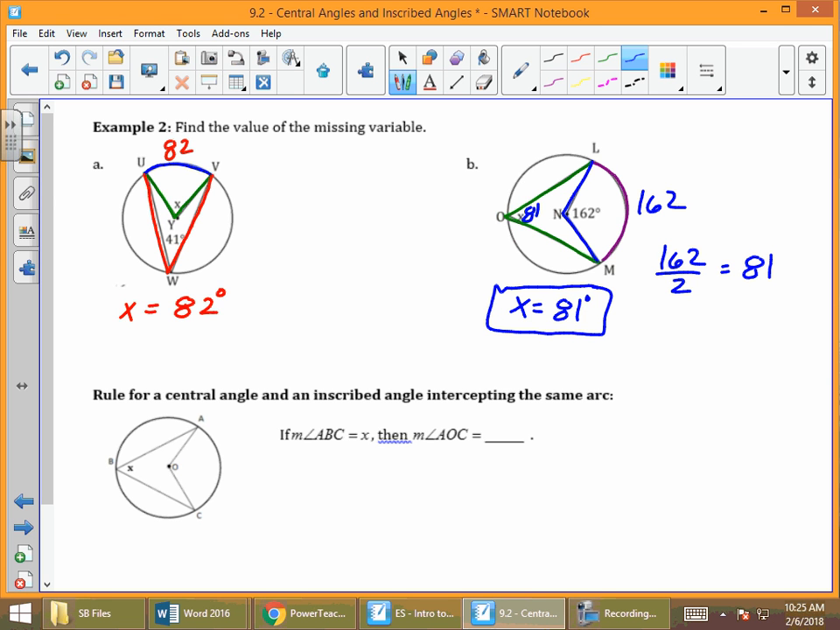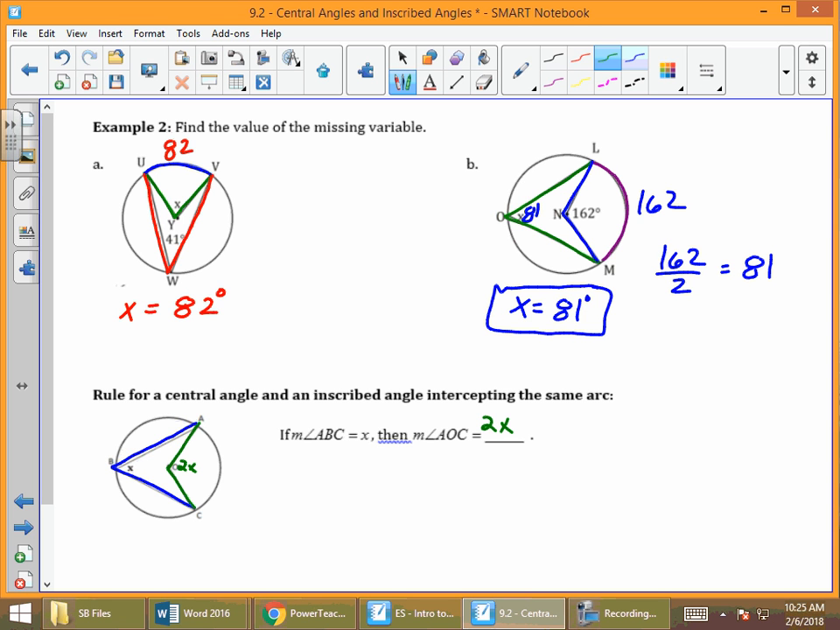Multiply by 2. We doubled it. So that's something you can use as a shortcut. Whenever you have an inscribed angle, say this inscribed angle is x, we can just double x, and that will give us the measure of that central angle. You just take whatever the inscribed angle is and double it. You multiply it by 2, and that will give you your central angle.